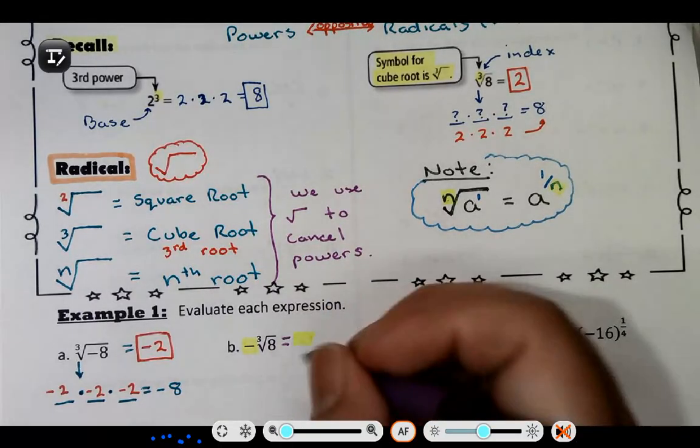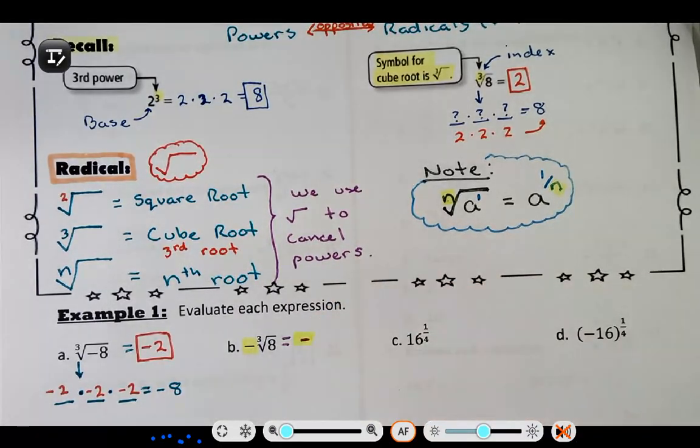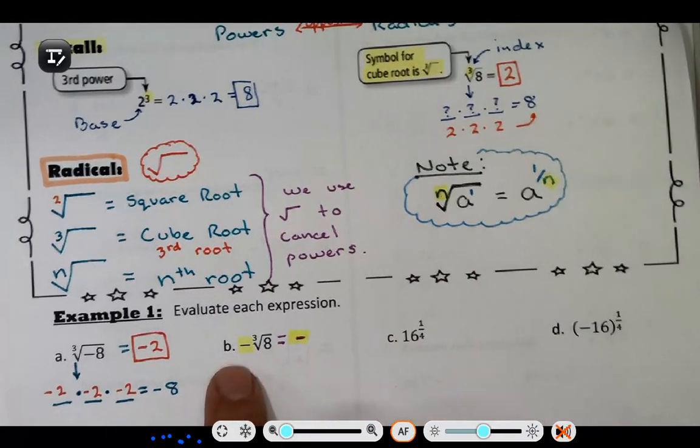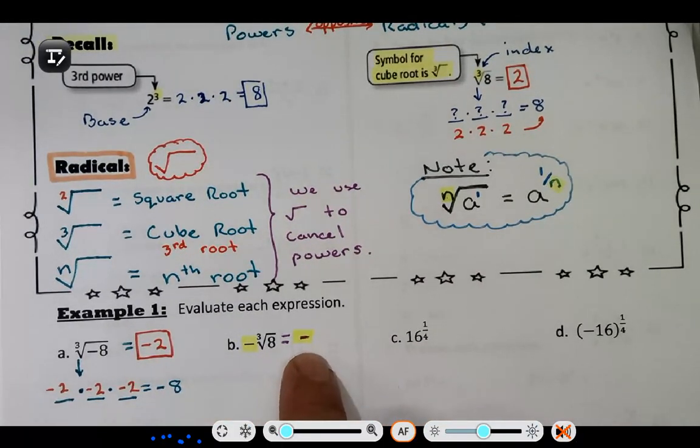when you have a negative on the outside, it just means write the negative on the outside, and that's it. All I'm going to worry about is what's left. So if you have a negative outside, just write your negative already.